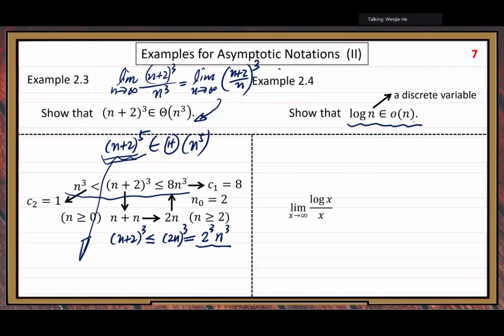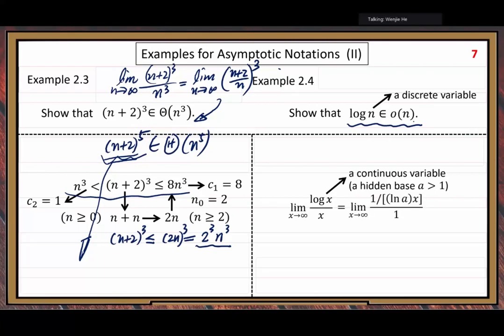So we can apply L'Hopital's rule, because this is an infinity over infinity indeterminate form. For L'Hopital's rule, we need to take derivatives. For a function of a continuous variable, we can take the derivative. But here we need to use base a greater than 1.